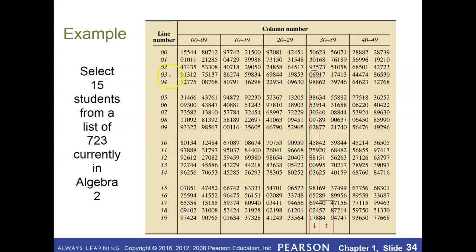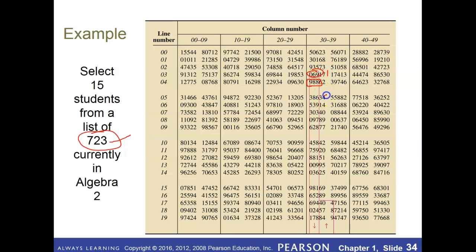So this would be a table of random numbers. Suppose you want to select 15 students from a list of 723 currently in Algebra 2. So we take all the students that are in Algebra 2 here at Homestead High School. There are 723 of them. I can go to a simple random table like this, and let's say I just close my eyes and pick a spot, and I pick this one. So I would number all 723 of those students, and the first person that I would pick is 69. And then I would just go down that list. Now this number right here, I would throw that number out because I only have 723 students. I don't have 988 of them. So this would be my first student that I would pick.